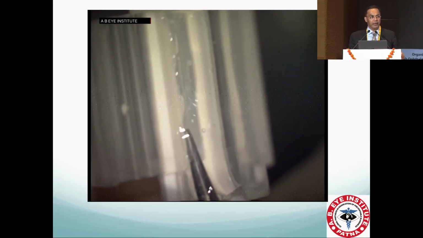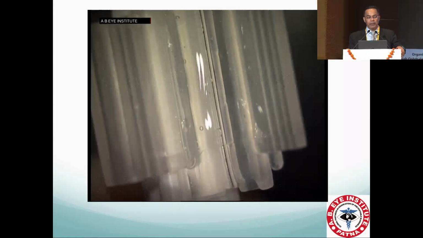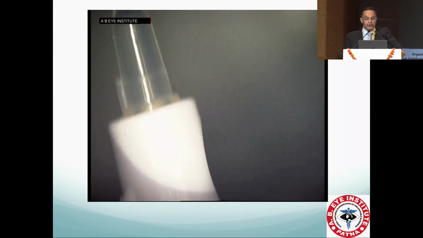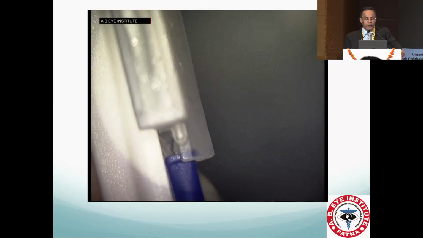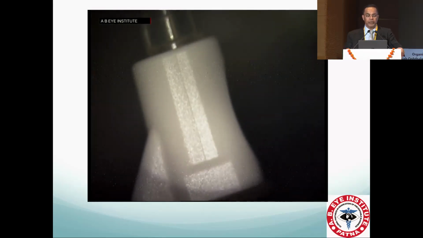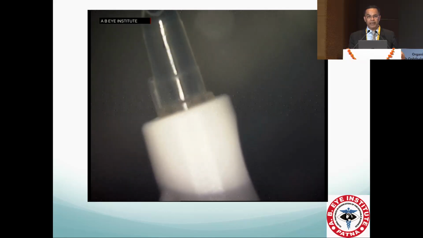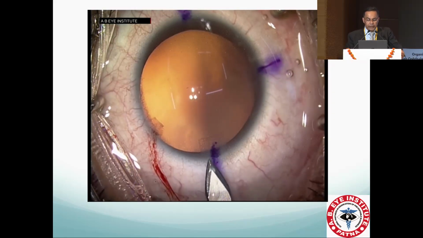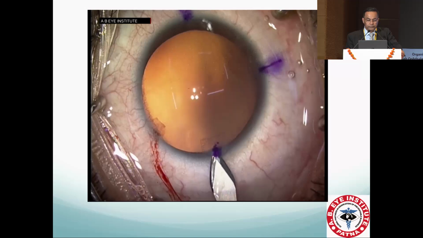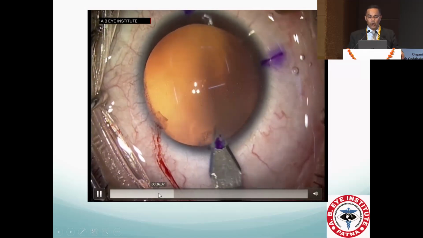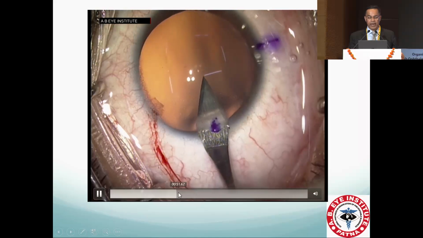Star is a little even more challenging to load, but Biotech ICL is much easier. You have to make sure that none of the haptics are stuck when you are folding, and then you push a little bit forward, and then you go ahead and implant it. When you're implanting, you have to make sure that the hole is on the left side and not on the right side as in the Star ICL.